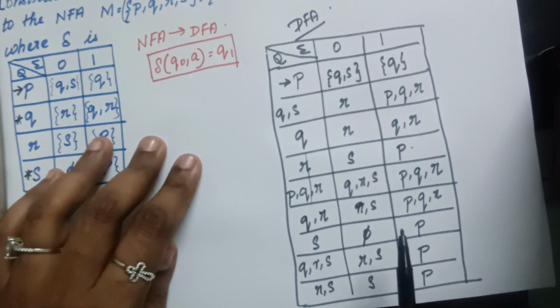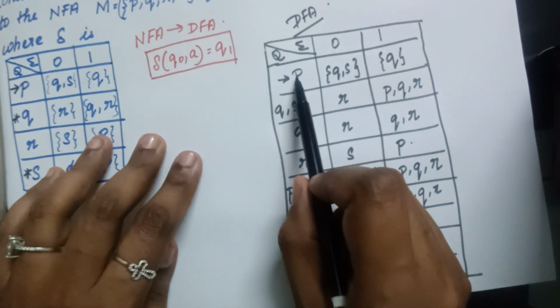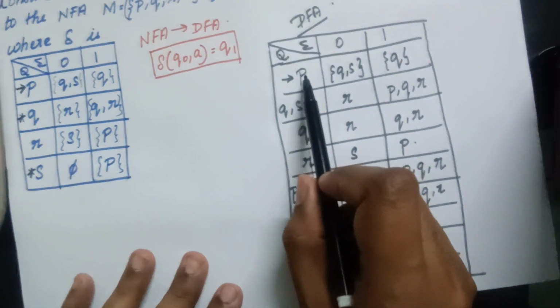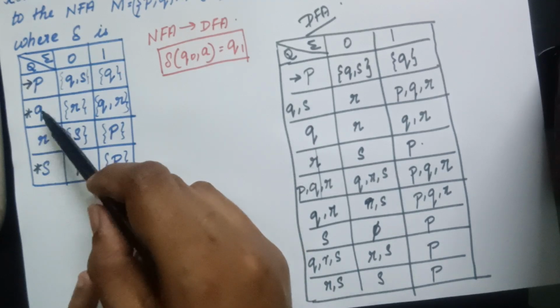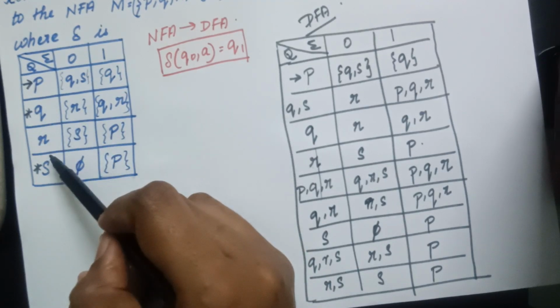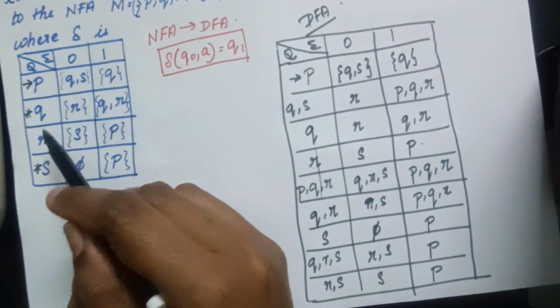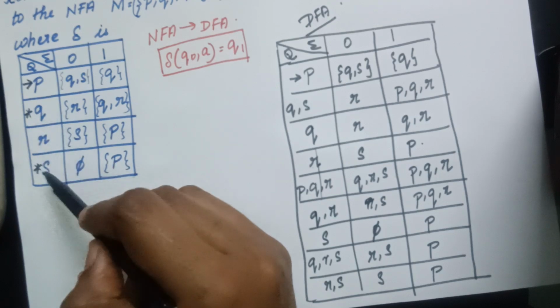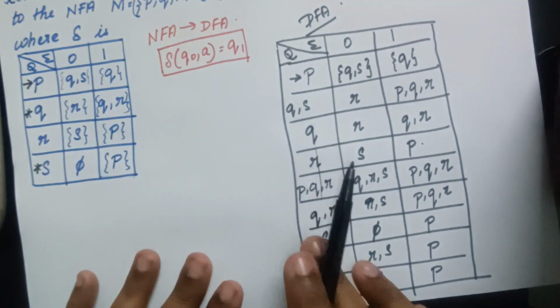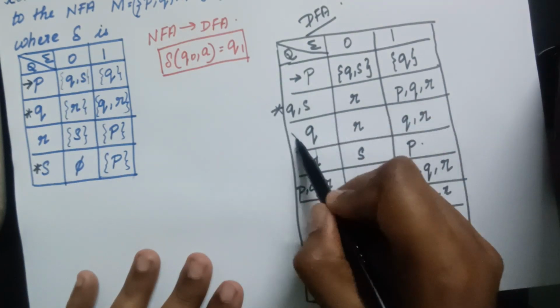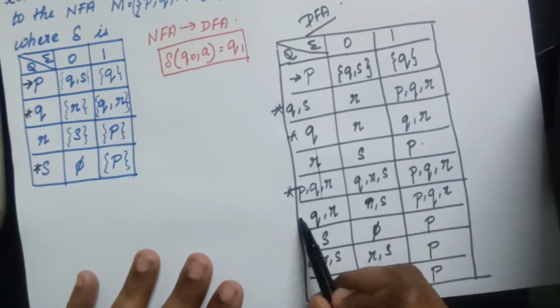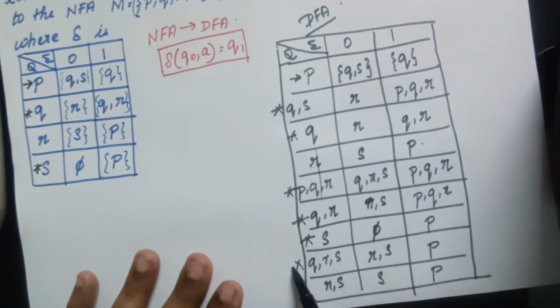So what is my initial state? P is my initial state. How do I find my final state? See here, Q and S are my final states of NFA. So any state containing Q or S becomes my final state in DFA. QS, this will be my final state. Q, final state. QR, final state. QRS, final state. S, final state. RS, final state. So I have these many number of final states.